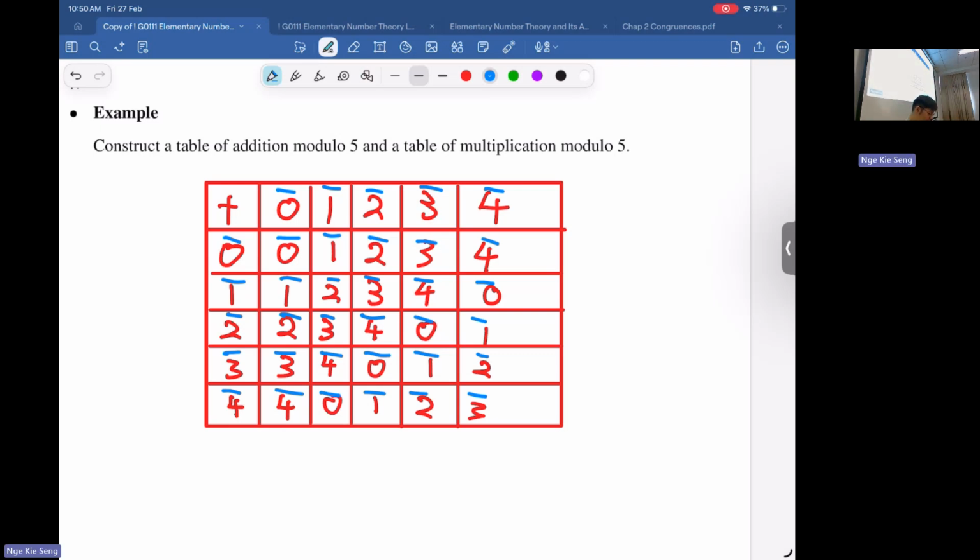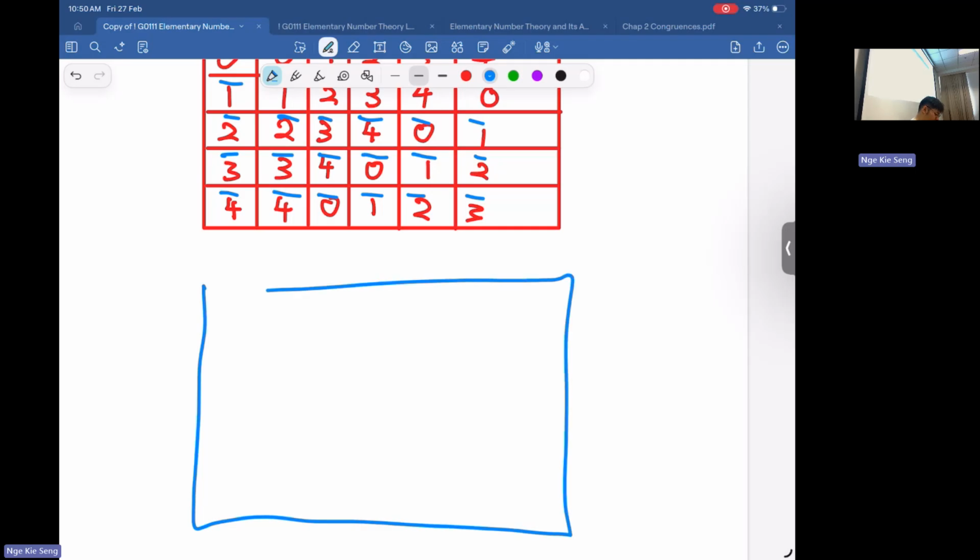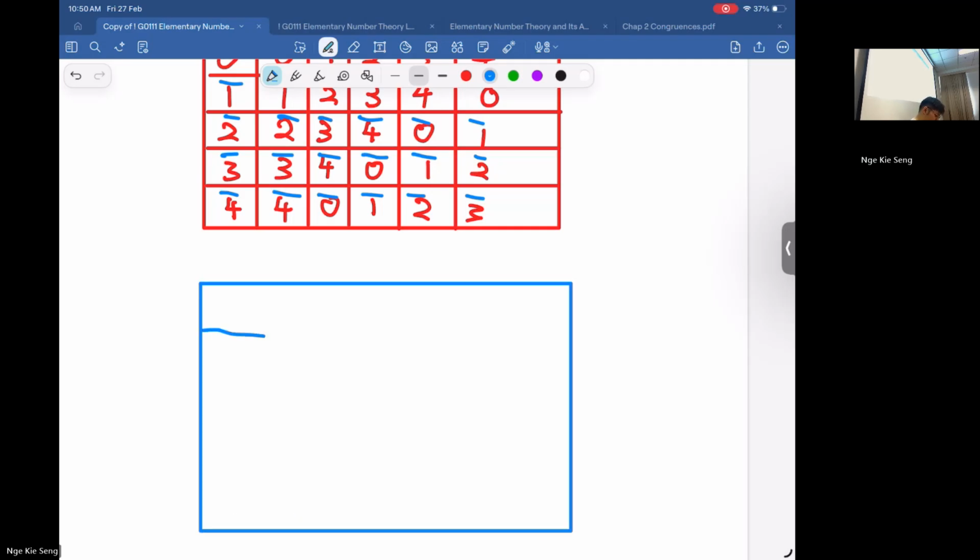Okay, now it's your turn. How about instead of addition, we do multiplication. Let you work out the table. Instead of addition, you put multiplication. See what table you get. I'll give you 3 minutes.